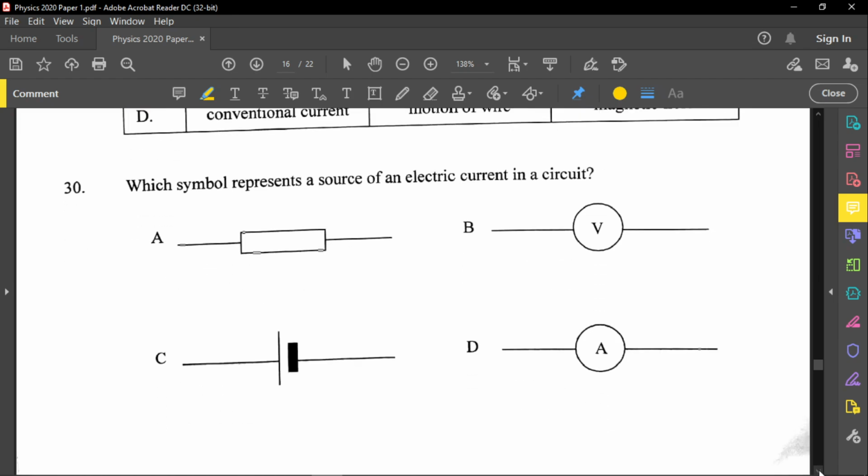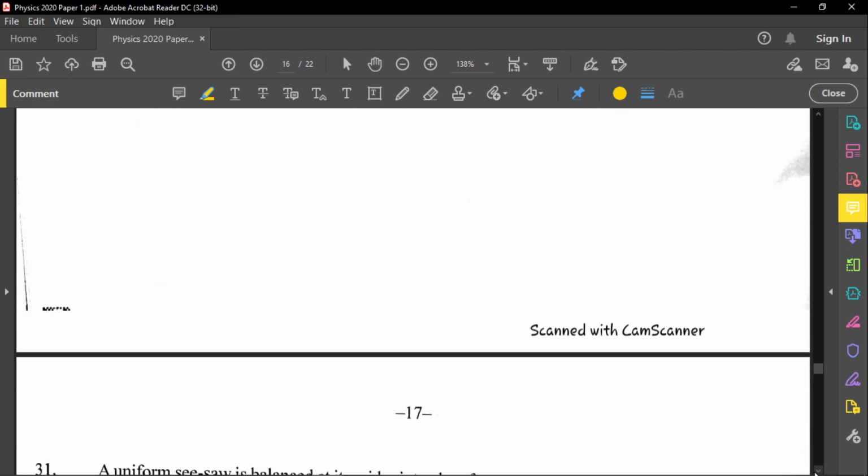Number 30, it said which symbol represents a source of an electric current in a circuit. All right, and so what we have here is a fuse. Fuse is not the source. We have a voltmeter, ammeter. So definitely this is a cell. All right, and so cell will produce the current. So 30 is definitely C. All right, let's go to 31 real quick.